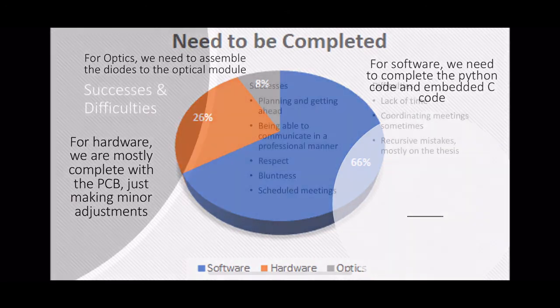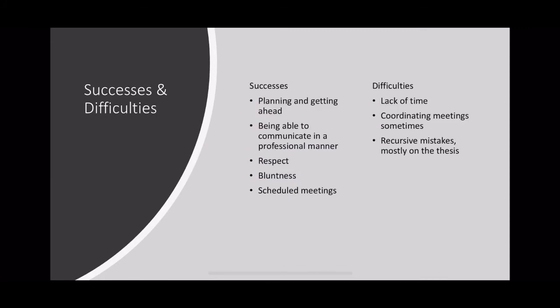So here are our successes and difficulties. Our difficulties were definitely lack of time, coordinating meetings, and making the same mistakes over and over again. We took on a huge challenge in the about 7 months that we had, especially during COVID. We feel that if we had a bit more time, it would definitely be a much more optimized, much more attractive device.